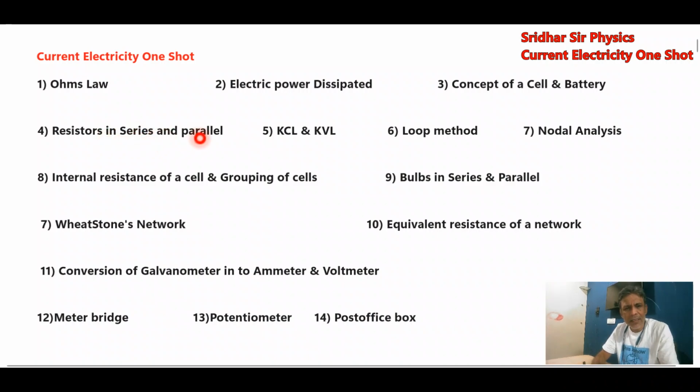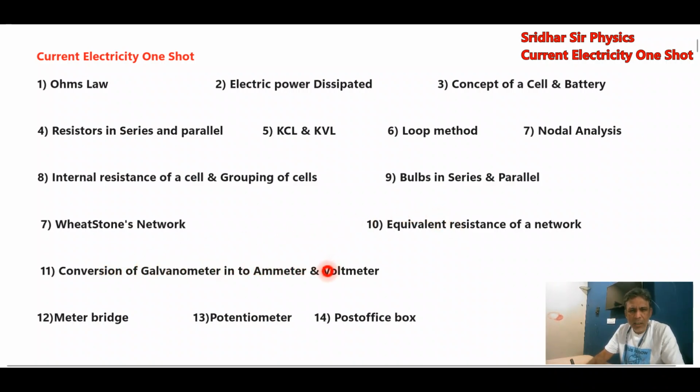Then we'll discuss resistors in series and parallel, a very important one. Then KCL, Kirchhoff's current law, Kirchhoff's voltage law, loop method, nodal analysis. These are all circuit methods for finding unknowns. Then we'll come back to the cell concept, internal resistance of a cell and grouping of cells. Then bulbs in series and parallel, which bulb will have more brightness. Then the Wheatstone network, a small application. Then finding equivalent resistance of different shaped circuits, when plenty of resistors are there.